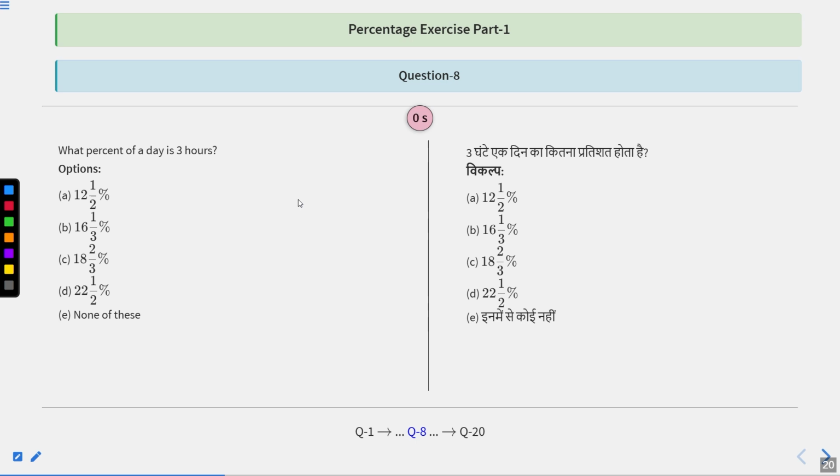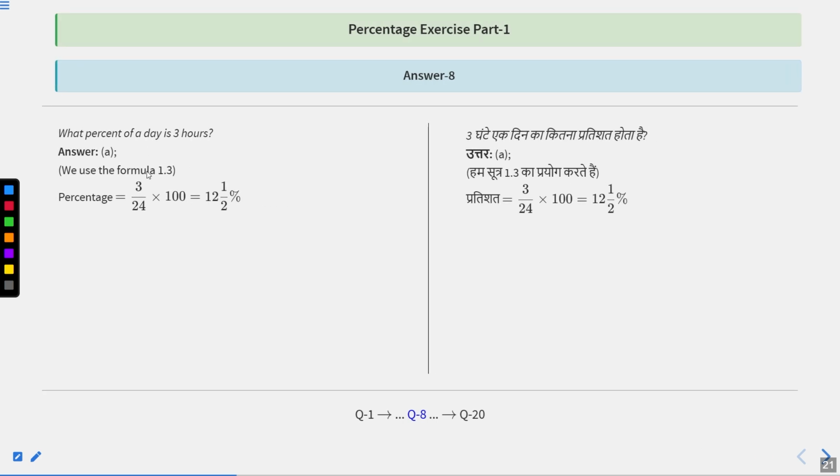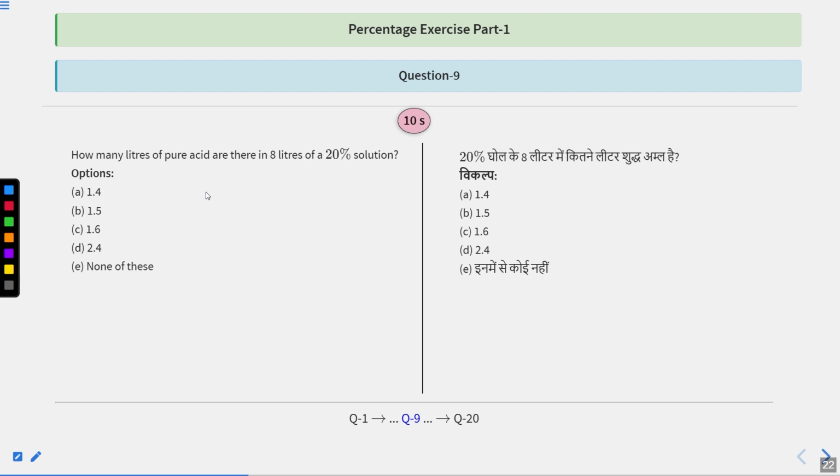Now time's up. Let's see the solution. We use formula 1.3. The question says 3 hours of a day. In a day there are 24 hours. So 3 upon 24 multiplied by 100, and we get the answer 12 and 1 by 2%. Next one. How many liters of pure acid are there in 8 liters of a 20% solution? You have 5 options and 10 seconds to solve this question. Your time starts now.